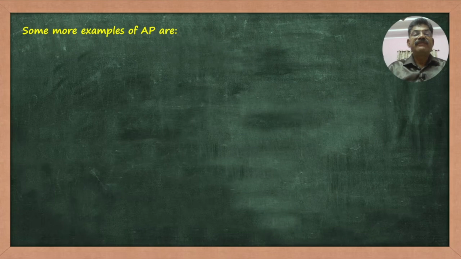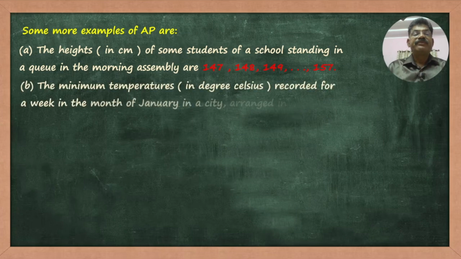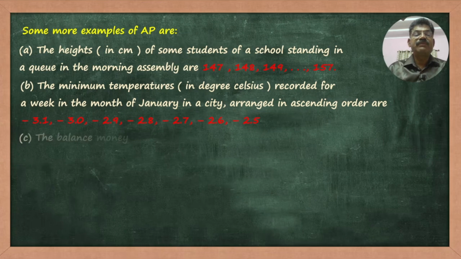Some more examples of arithmetic progression. A. The heights of some students of a school standing in a queue in the morning assembly are 147, 148, 149 and so on to 157. B. The minimum temperatures recorded for a week in the month of January in a city arranged in ascending order are -3.1, -3.0, -2.9 and so on. These are all given in degrees Celsius. So this is also an example of an arithmetic progression.